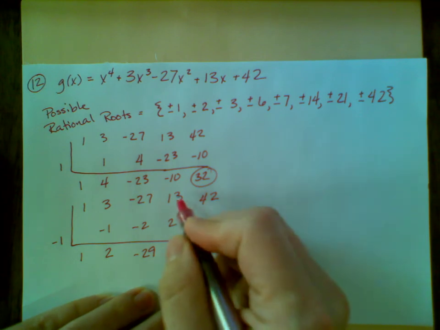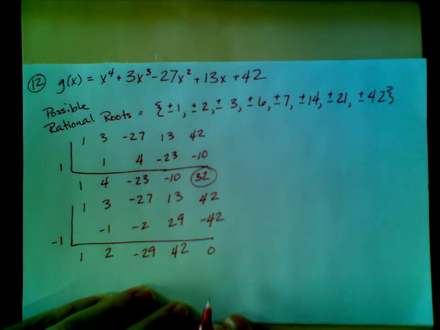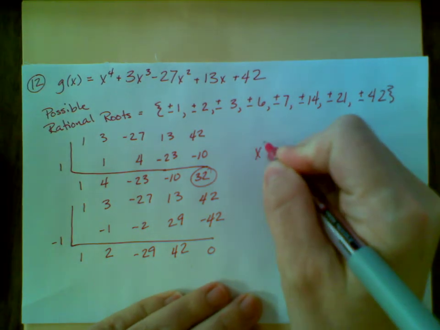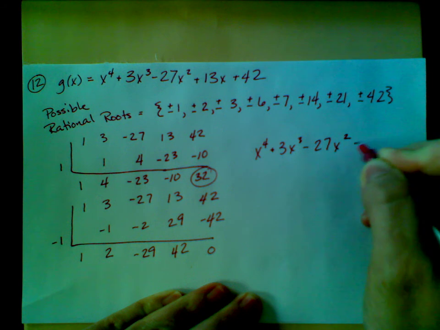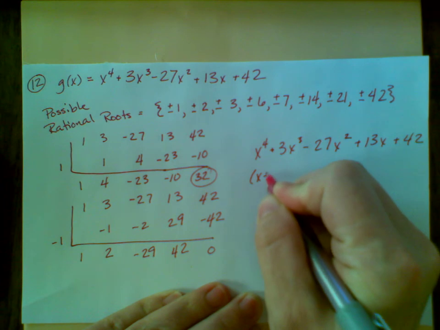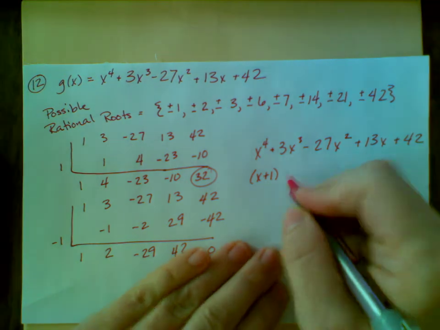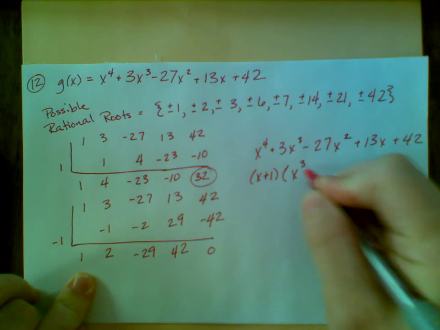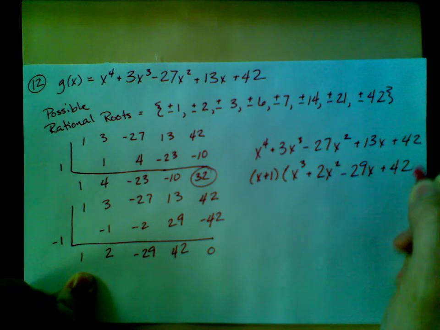Let's see, that will be 42, which gives me a negative 42 here, and hey look, that's 0. So now, this means my original polynomial factors as x plus 1. Since negative 1 is a root, x plus 1 is a factor. And then the other factor is x cubed plus 2x squared minus 29x plus 42.